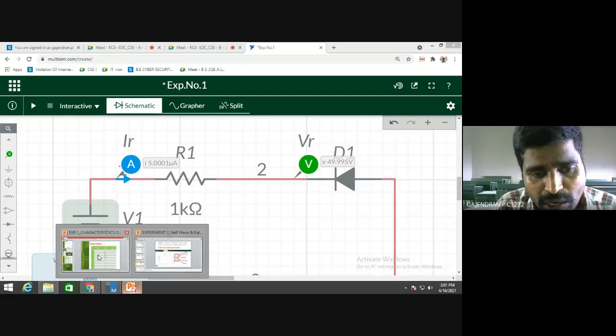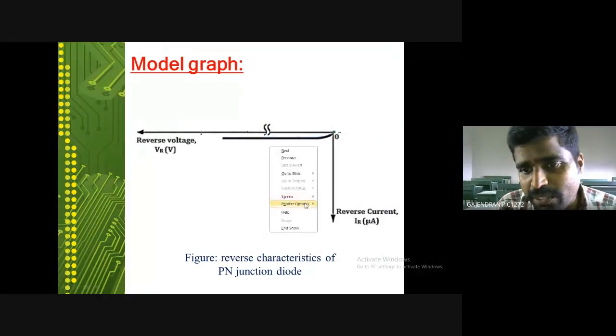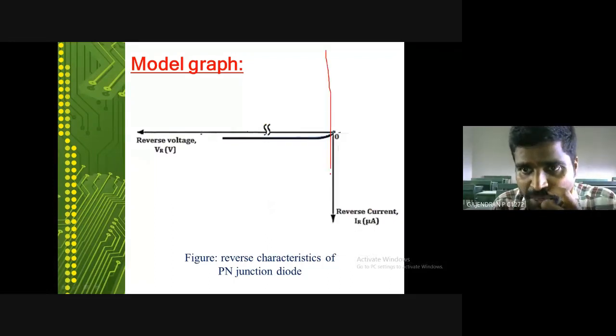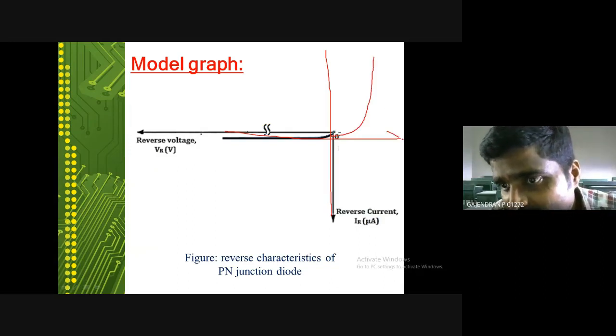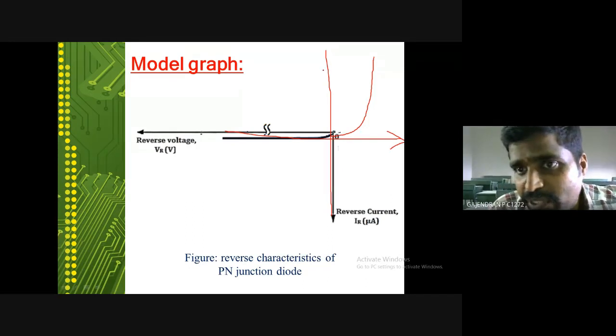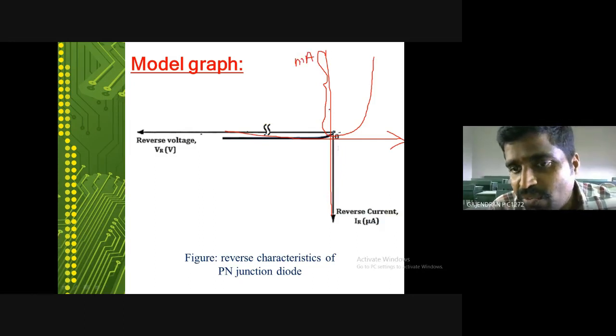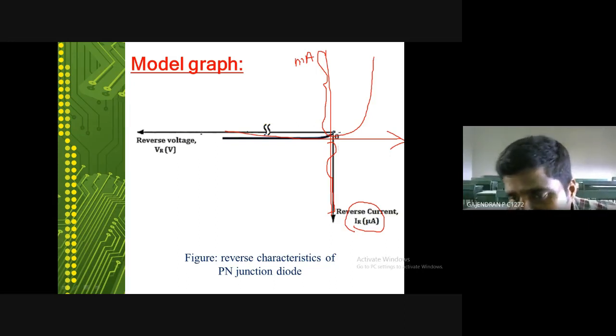Here is only one small change. Whenever you plot the graph, for forward biasing you need to keep the current scale in milliampere. For reverse bias, what scale should you keep? You need to keep it as microampere. Is it clear, dear students?